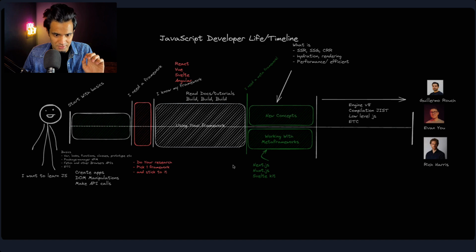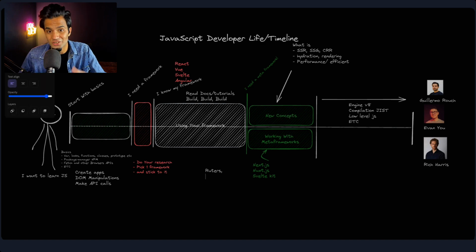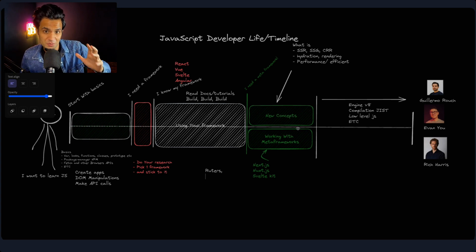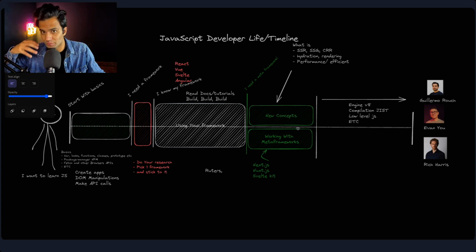So all these frameworks have routers. So these are client-side routers. Once you get to this phase, then you will sort of learn how to manage those client-side routing, server-side routing, which piece of your code should run on the server, which piece of your code should run on the client. All these things basically go here in the meta frameworks.